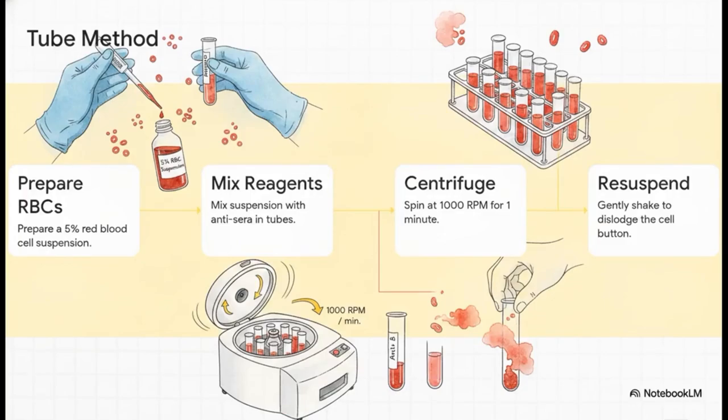First, technicians prepare a precise 5% red blood cell suspension in normal saline. They mix the suspension with the antisera in small test tubes and pop it into a centrifuge at 1,000 RPMs for 1 minute. This aggressive spinning physically forces the antigens and antibodies into intense contact, forming a tight little pellet or button of cells at the very bottom.